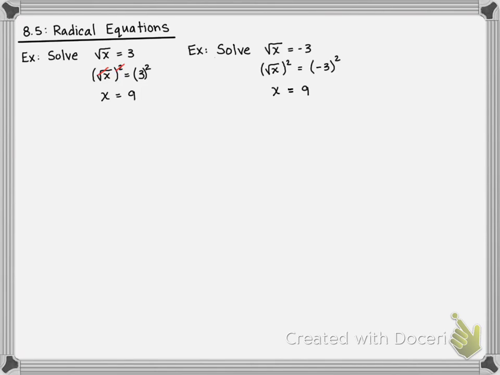Everybody agree so far? So this means if we were to check this, I'm going to replace x with 9. So I get the square root of 9 equals -3. Is that a true statement? No, it is not. Why not? Because the square root of 9 is +3. Remember the definition of the radical symbol?